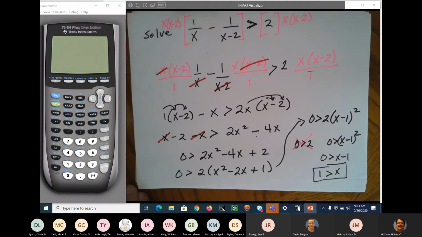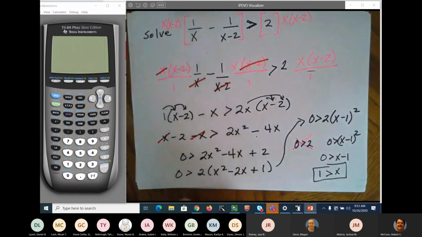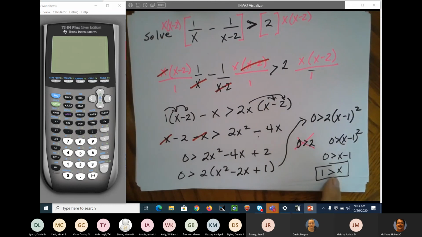Okay, so you can graph that one, and all I would do is bring that 2 over, and you could graph that one. It's going to cross at the x-intercept at x is less than 1, so that means the feasible region is going to be on the left side of 1.